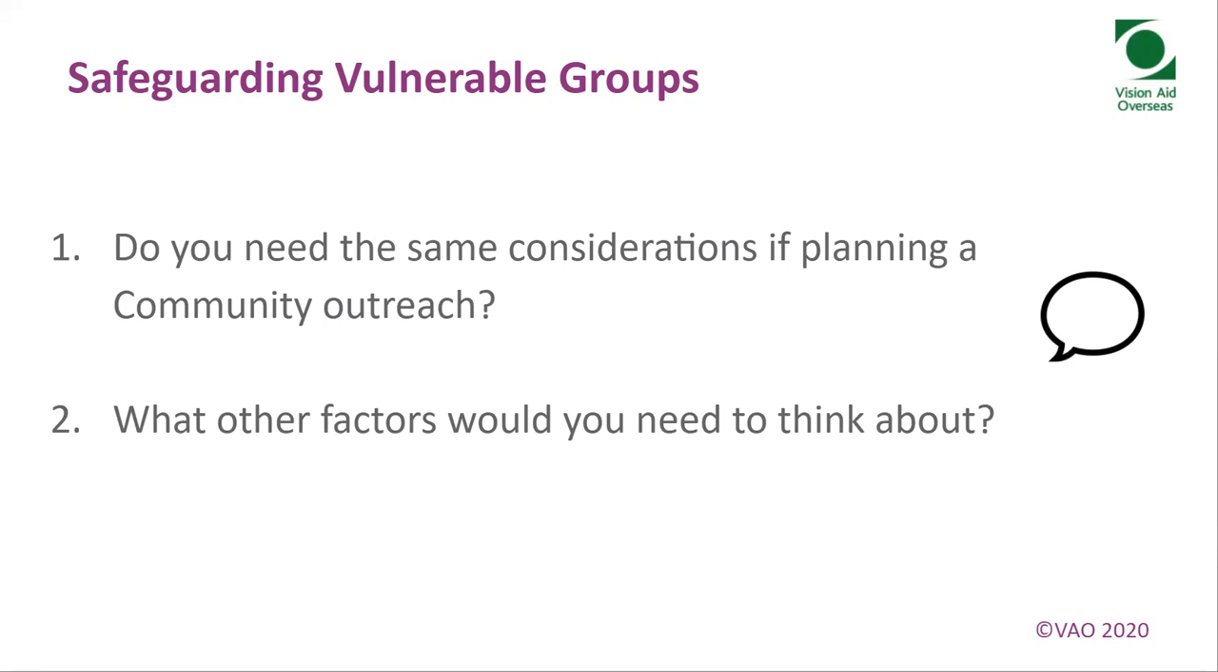When safeguarding vulnerable groups, do you need the same considerations if planning a community outreach? What other factors would you need to think about? Yes, you need the same considerations when planning community outreach to protect both children and adults at risk. Minimising risk of harm to children and adults at risk from other patients as well as staff.